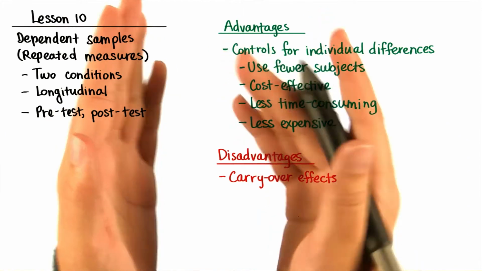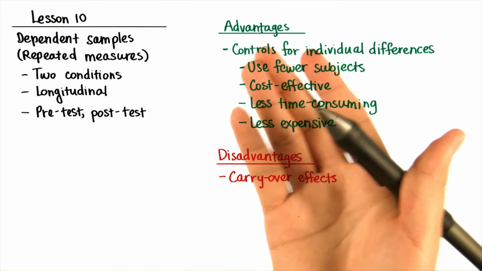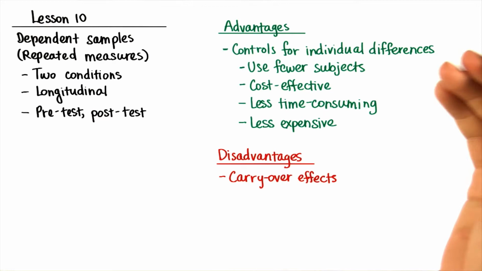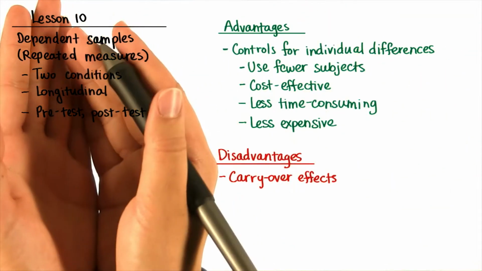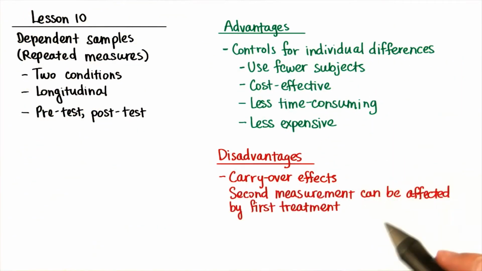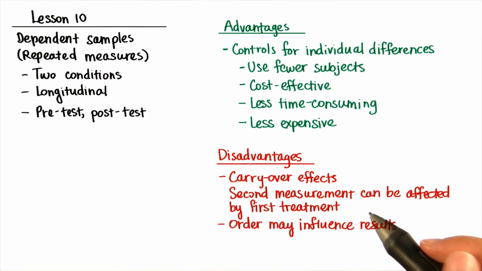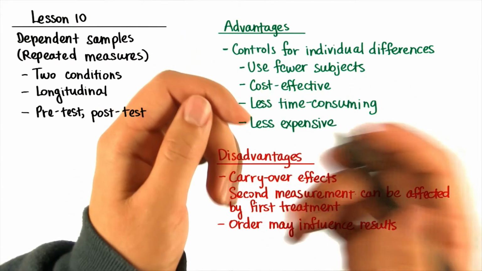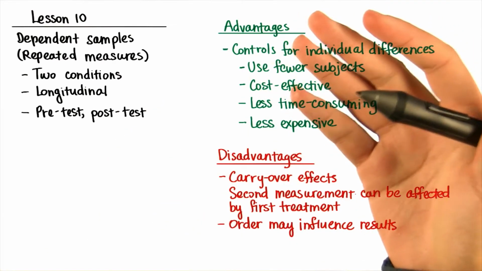So if the first time we teach them one way, and then the second lesson we teach them a different way, they'll already be better at math from learning it the first time. Then we don't know if the results after the second treatment are due to the fact that it was effective, or due to the fact that they've learned math before. That's just one example. So the second measurement can get affected by the first treatment. And the order in which we give the treatment might influence the results. For example, say we want to test two types of pills. What if the first pill has some kind of interaction with the second pill? And so by taking it in that order, they affect the results.